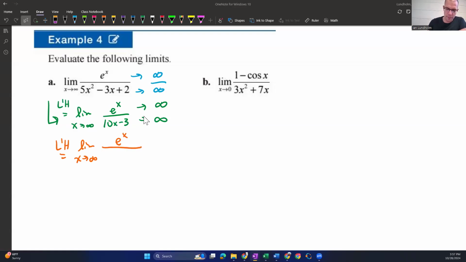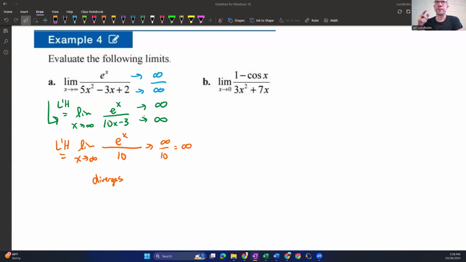We've got e to the x on top and then 10 on bottom. And notice now we've got infinity over 10, which is infinity. So this limit diverges, that whole fraction. And it diverges to positive infinity. So that one's good to think about L'Hopital's rule as a struggle between numerator and denominator kind of a thing. All right.